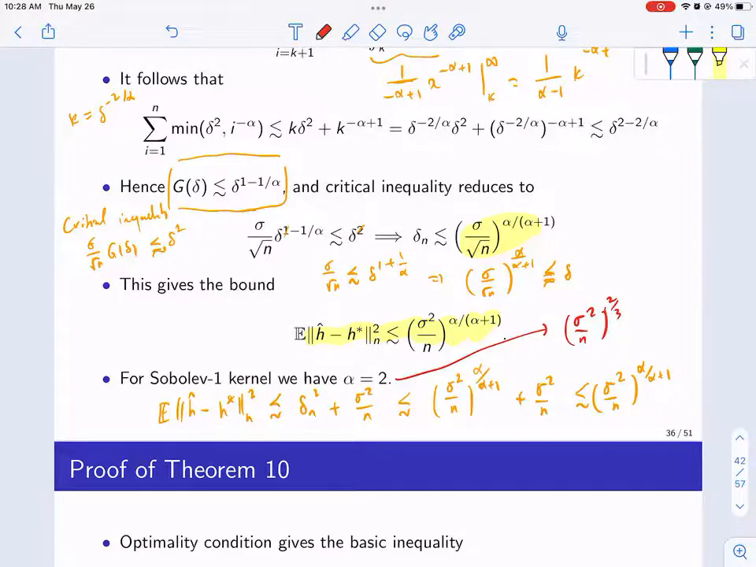Right, which is slower than, and this is actually optimal for that class. So the minimax rate over that class is 2 over 10. The parametric rate is sigma squared over n, okay, which is much faster than this.